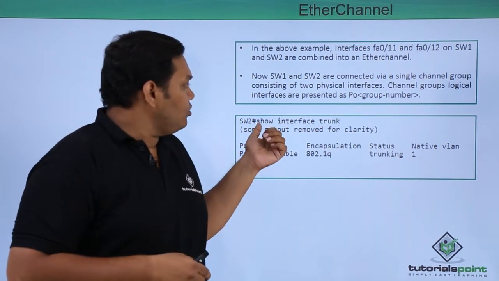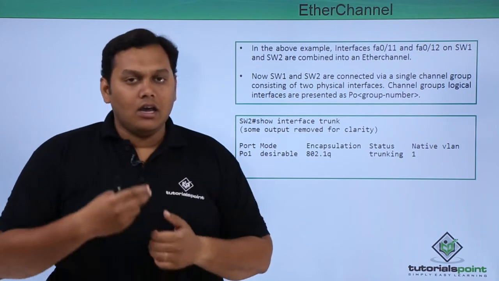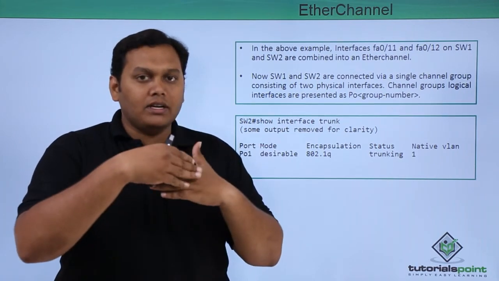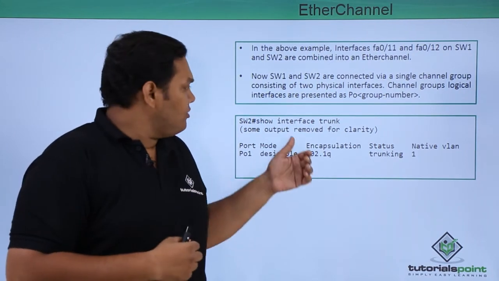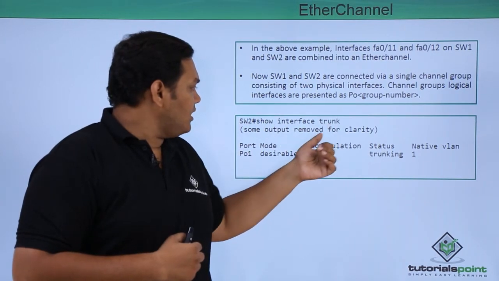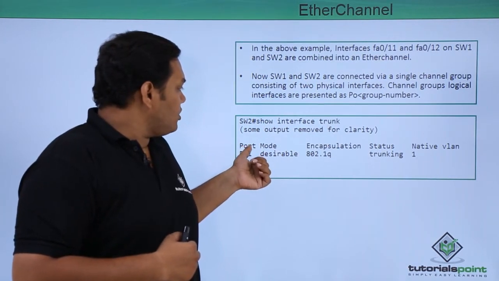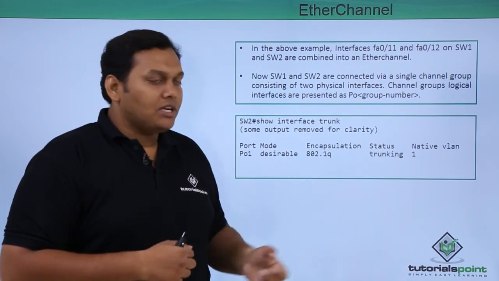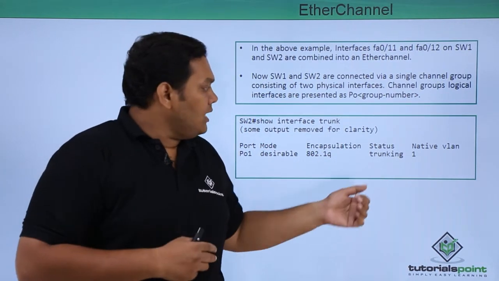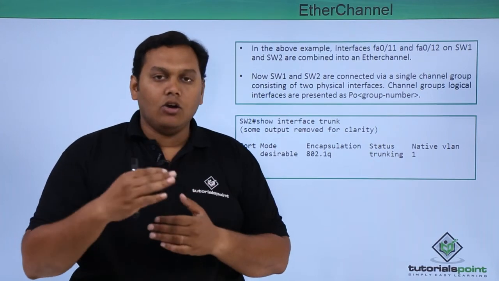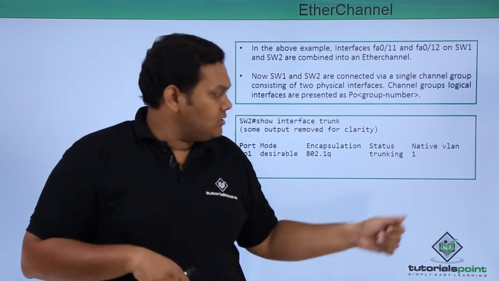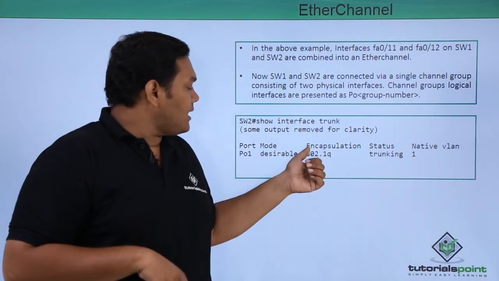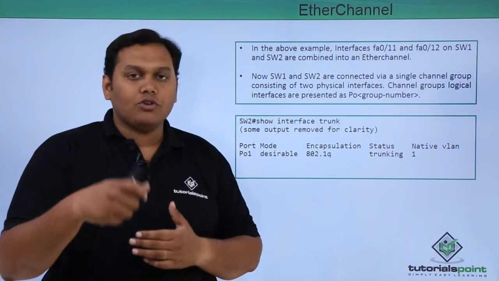To see the trunk, or bundle of links, or logical link, we use the command show interface trunk. It shows the port, which is Po1, the mode is desirable, the encapsulation is 802.1Q, and the status is trunking, with native VLAN 1. By this output you can see how it is configured.